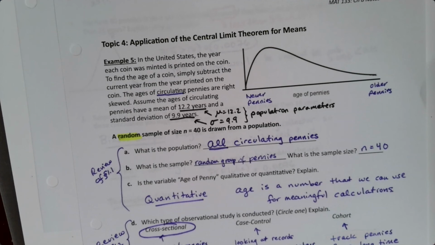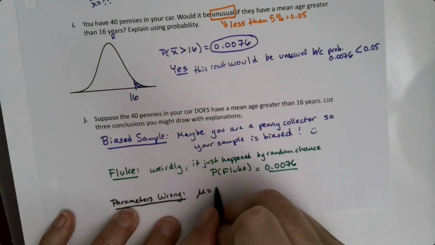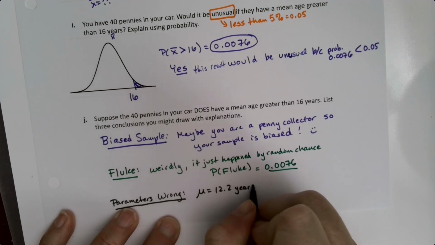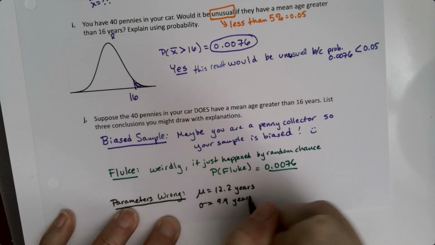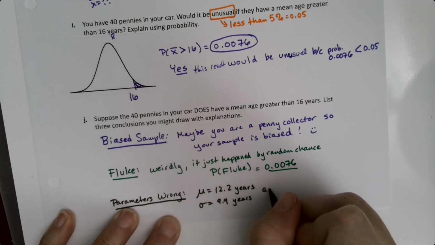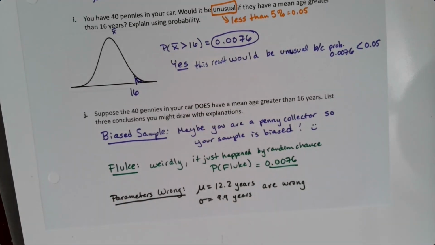So maybe we were wrong. Maybe they're not the value that Alana found on the US Mint's website. It could happen, right? So the parameters of mu equals 12.2 years and sigma equals 9.9 years, maybe they're wrong. Maybe they were never right to begin with. Maybe they were correct at some point, but have changed over time, or maybe they were always wrong. Who knows, right? But one way or another, it's wrong.